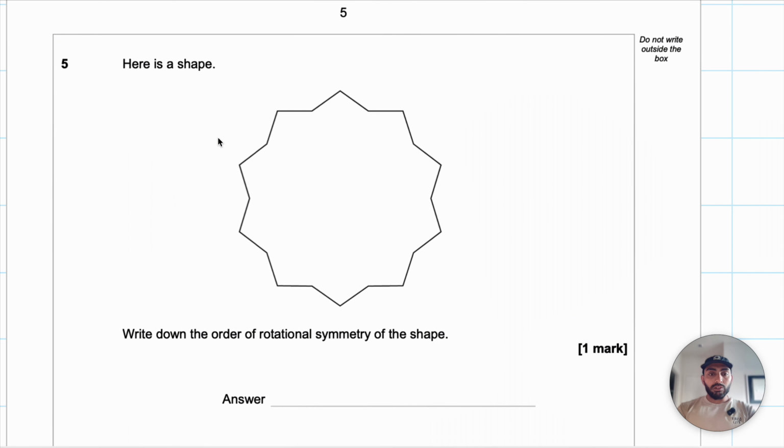Question 5. Here is a shape. Write down the order of rotational symmetry of the shape. This is just saying, if I rotated the shape 360 degrees, so a full turn, how many times would it look exactly like this? Easy way to do this is just count how many corners there are. So 1, 2, 3, 4, 5, 6, 7, 8, 9, and 10. So it'd be 10 times.